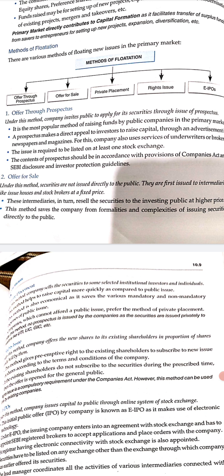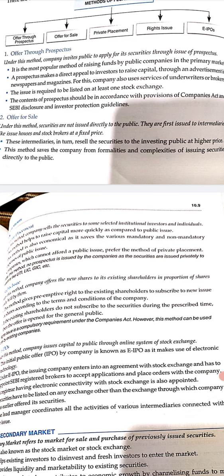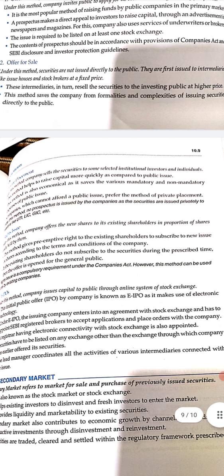Next one is e-IPO. Under this method, company issues capital to public through the online system of stock exchange. This is the latest method. The IPO by the company in this way is known as e-IPO. It makes use of electronic technology. Under this, issuing company enters into an agreement with stock exchange and has to appoint SEBI registered brokers to accept applications and place orders with the company. A registrar having electronic connectivity with stock exchange is to be appointed. Securities have to be listed on any exchange other than the exchange through which company has earlier offered its securities.